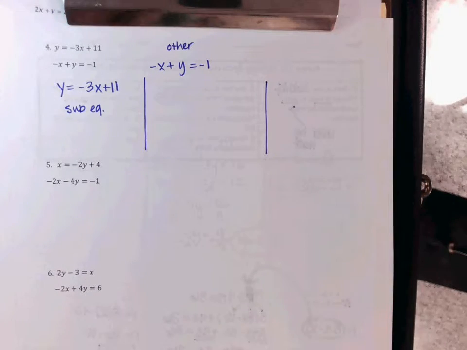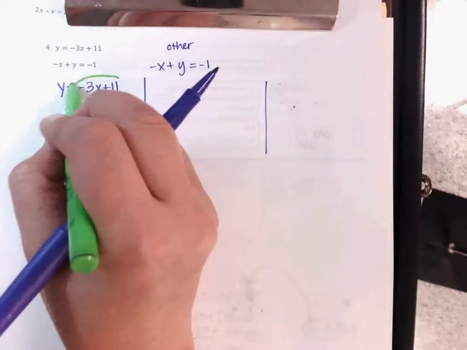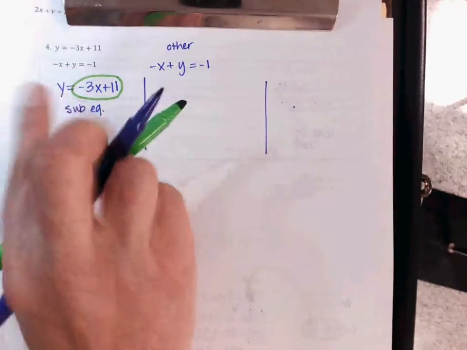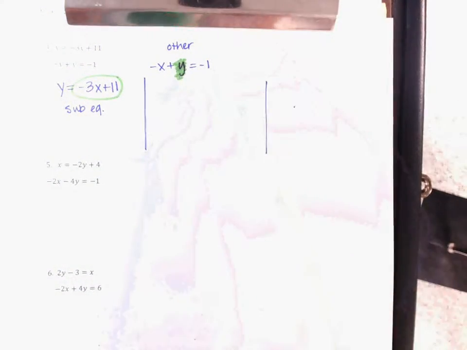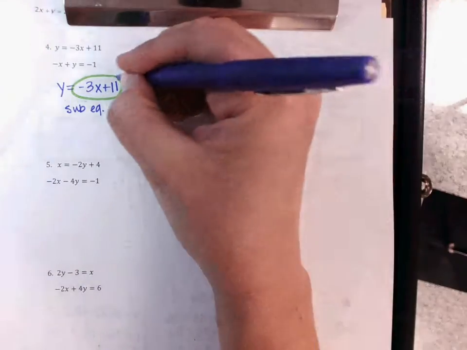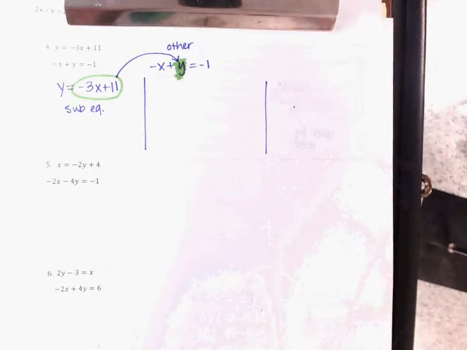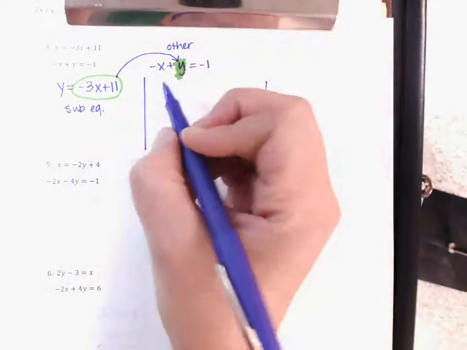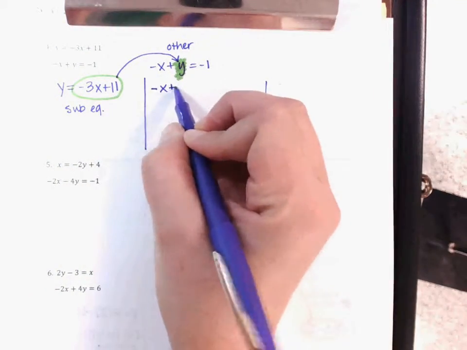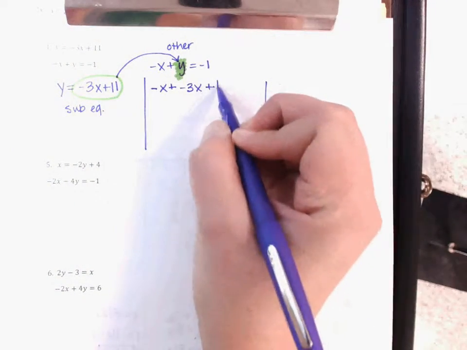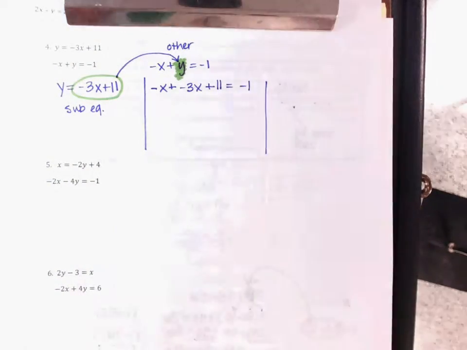Remember, this should be the sub-equation, and then this should be whatever the other one is. Then remember, the negative 3x plus 11 is going to substitute for what it's equal to. It's equal to y, so y is going to come out, and negative 3x plus 11 is going to go in its place. So what will my next line be? What do I start with? Negative x plus negative 3x plus 11, and then negative 1.